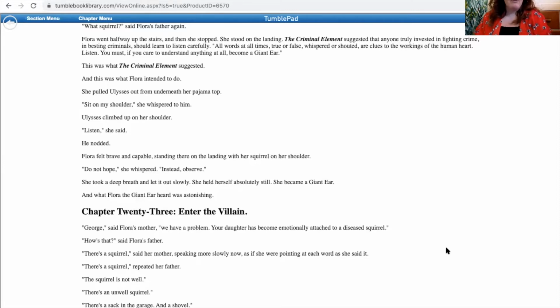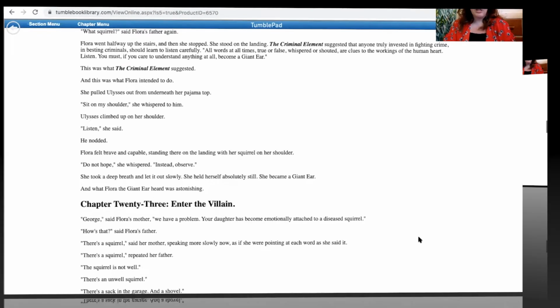She pulled Ulysses out from underneath her pajama top. Sit on my shoulder, she whispered to him. Ulysses climbed up her shoulder. Listen, she said. He nodded. Flora felt brave and capable, standing there on the landing with her squirrel on her shoulder. Do not hope, she whispered. Instead, observe. She took a deep breath and let it out slowly. She held herself absolutely still. She became a giant ear. And what Flora, the giant ear, heard was astonishing.